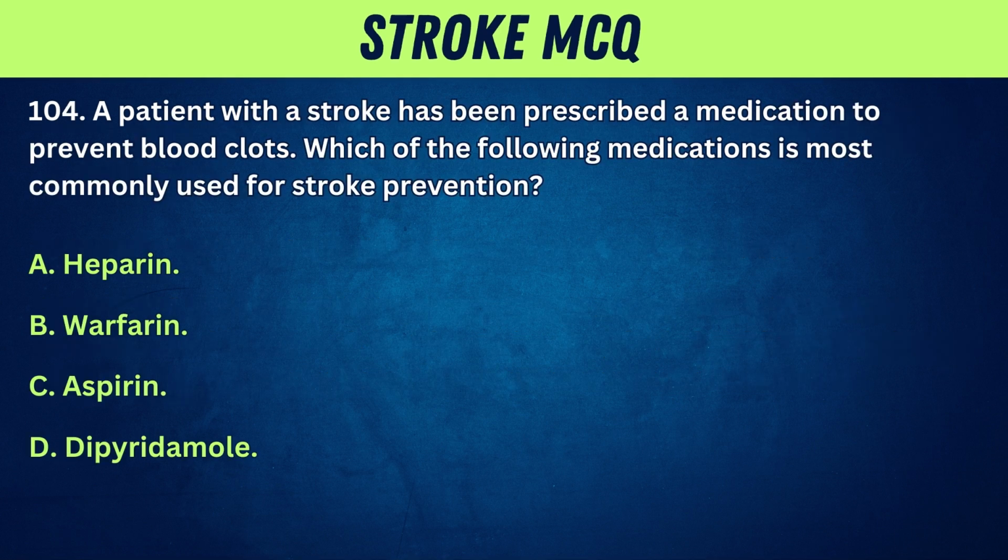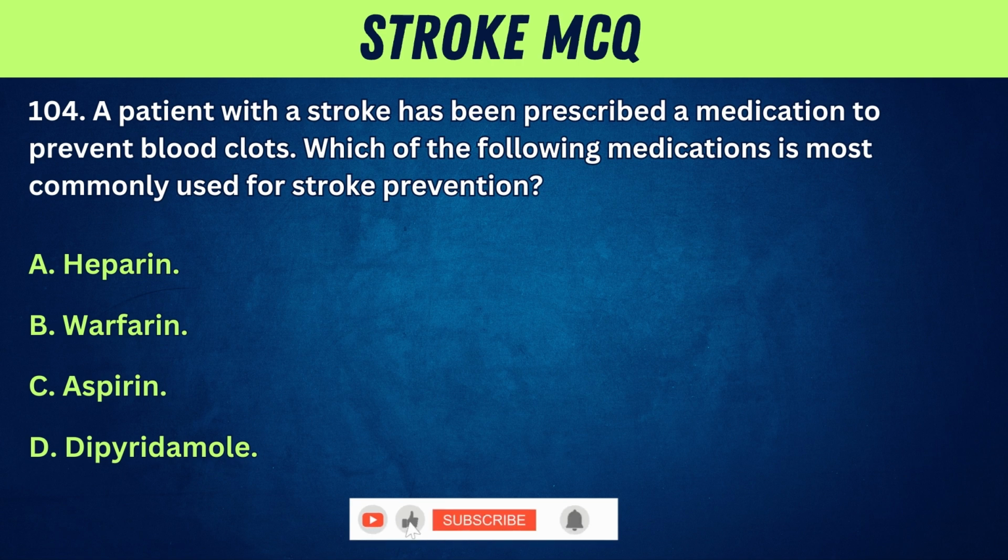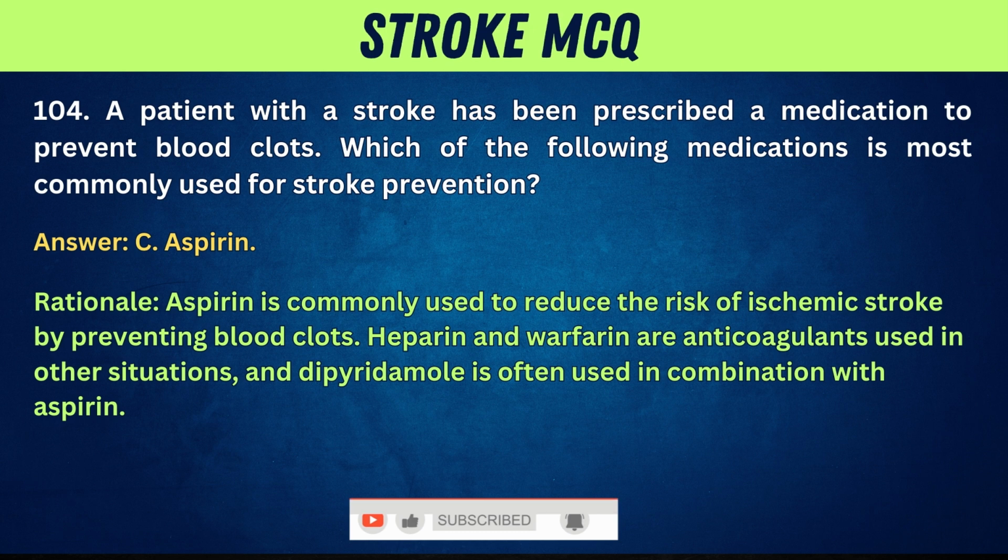104. A patient with a stroke has been prescribed a medication to prevent blood clots. Which of the following medications is most commonly used for stroke prevention? A. Heparin. B. Warfarin. C. Aspirin. D. Dipyridamole. Answer: C.